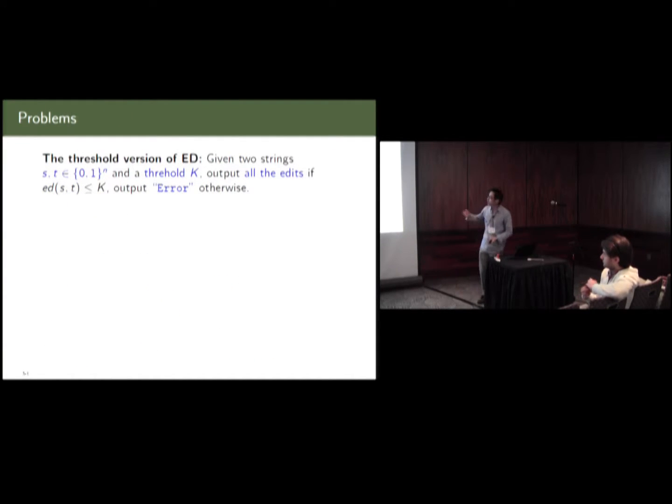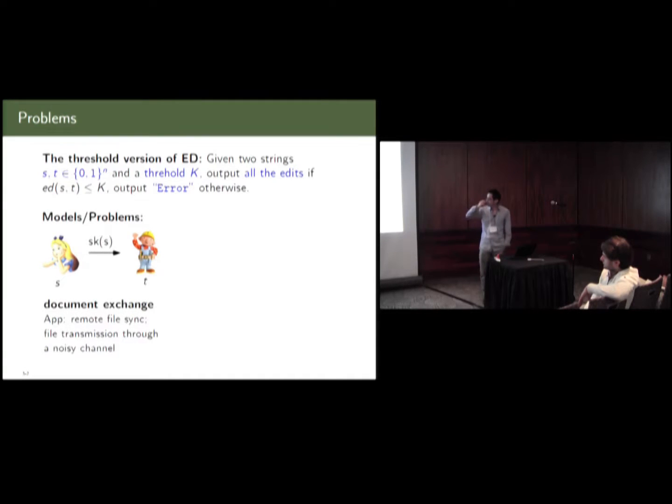So today we are going to study the threshold version of the edit distance. Let's assume the alphabet size is 2, and we are given a threshold k. If the distance is less than k, we compute the distance exactly and output all the edits. If the distance is larger than k, we just output error. This is useful in practice because people usually care about those similar pairs. If we know that the distance is large, then we don't care about the details. Okay? So we studied the problem in a few settings.